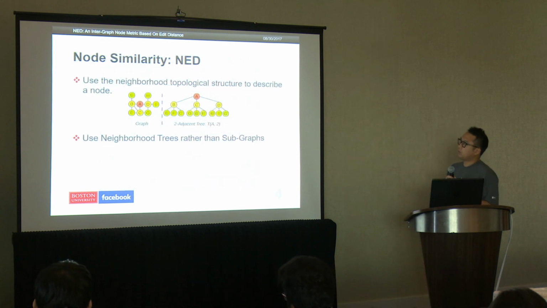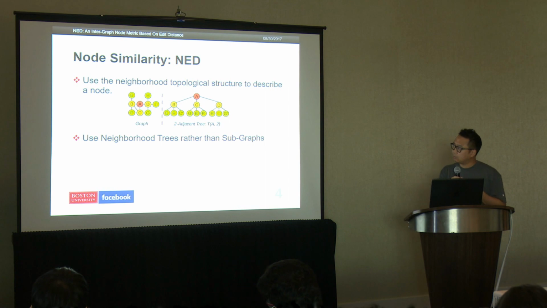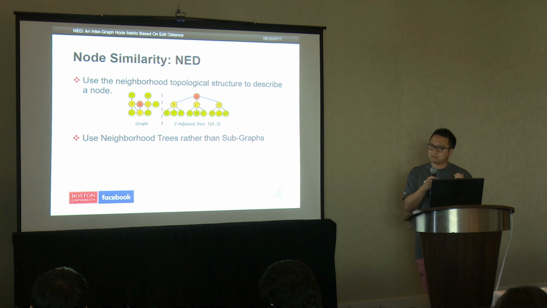Then we come up with our proposal, a node similarity we call NED. We use the neighborhood topological structure to describe a node, that is, we construct a node signature. We pick the k-adjacency tree. For each node, we can construct the k-adjacency tree by just expanding to the neighbors.